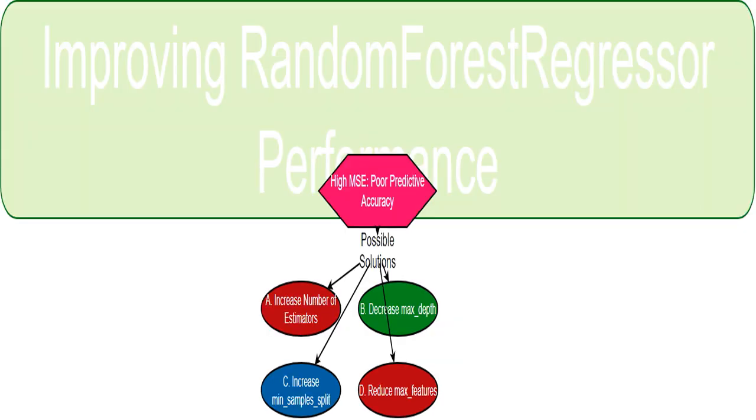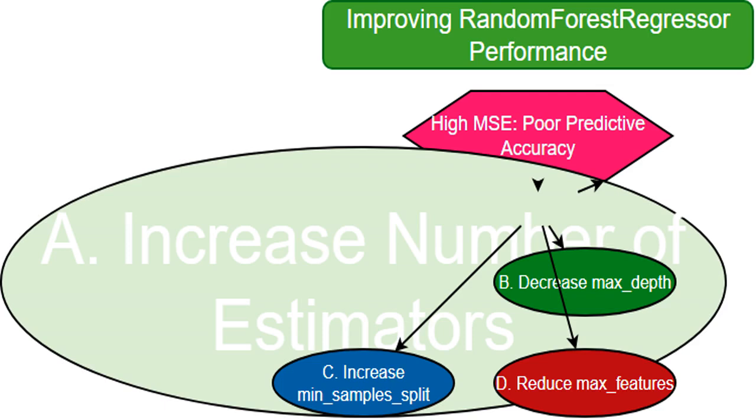I have a few ways to improve my model. Let's look at how changing some settings might help. Let's see what we can do here. I can add more decision trees to my random forest. More trees usually give me a better, more accurate prediction by averaging out the individual tree predictions. Think of it like getting more opinions before making a decision.